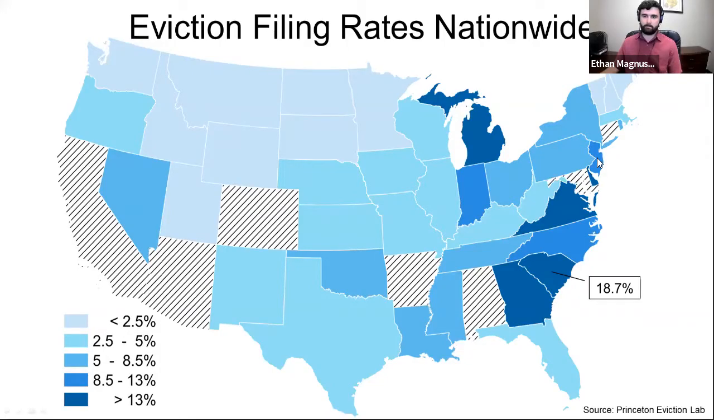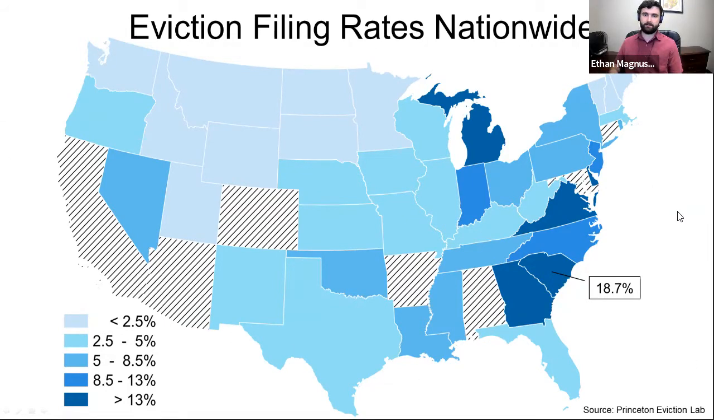As you can see here, this is a map of the eviction data that was compiled by Princeton Eviction Lab over the last couple of years for 2016. And Ethan, I don't think you've shared your screen with us yet. Oh, yes, I'm sorry. No problem. Can you see it now? Yes. All right, awesome. Okay, so here you go.